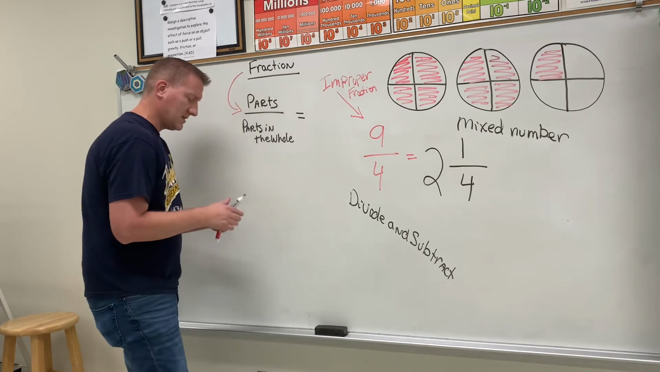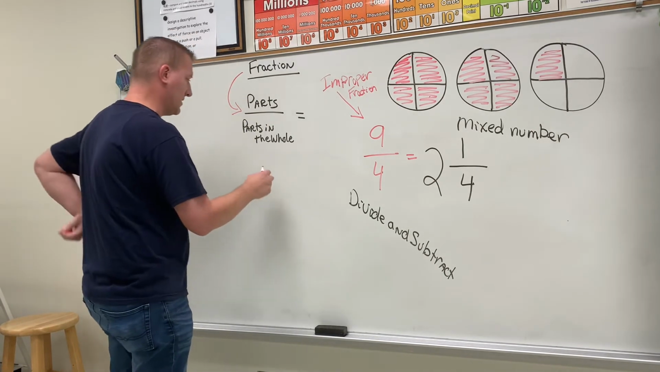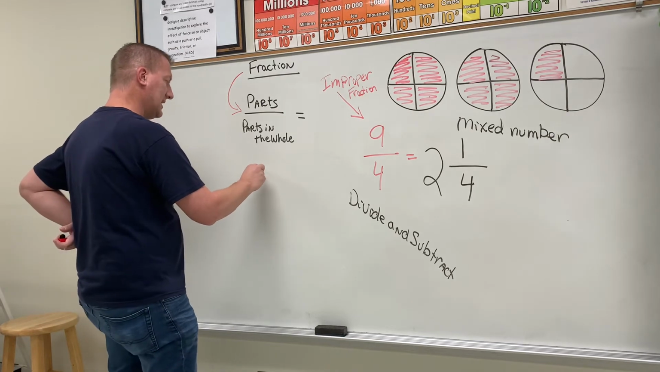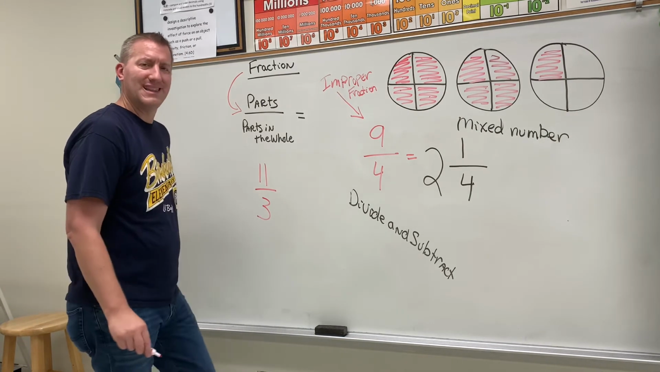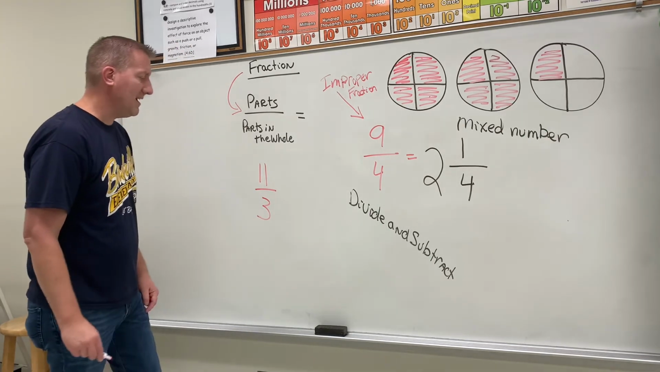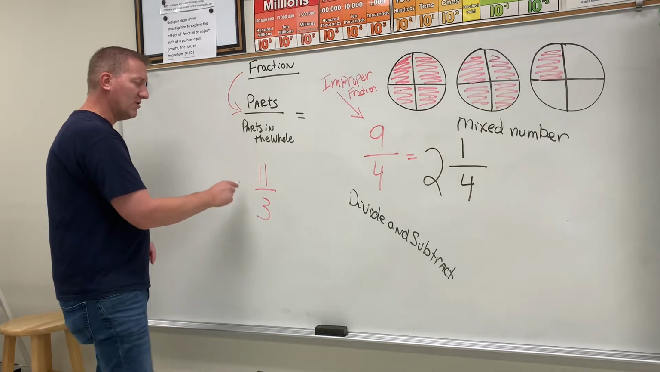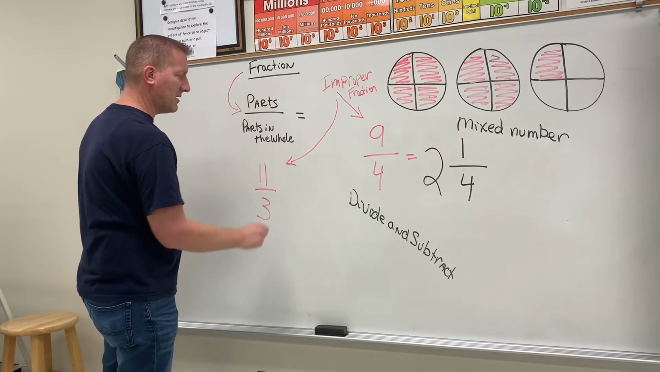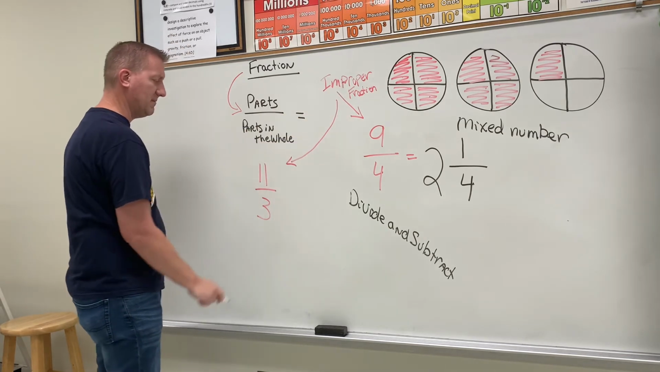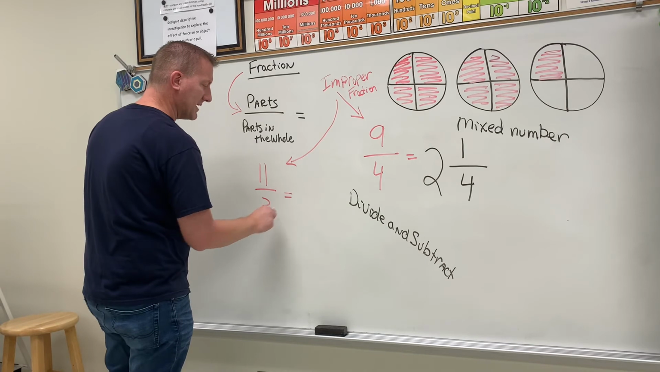Let's just make one up. Let's go 11 thirds. 11 thirds. Okay, we're going to change that into a mixed number. So right now it's an improper fraction, isn't it? So that's an improper fraction, okay? 11 thirds. We're going to change that into a mixed number.